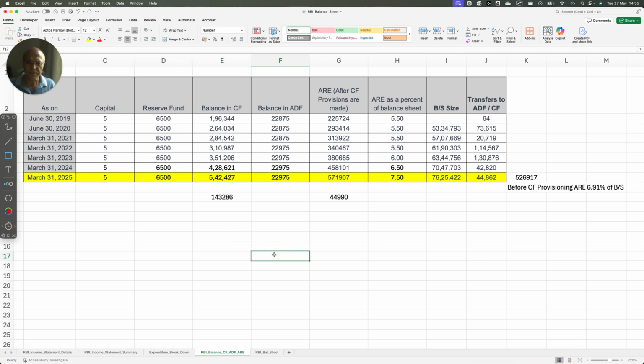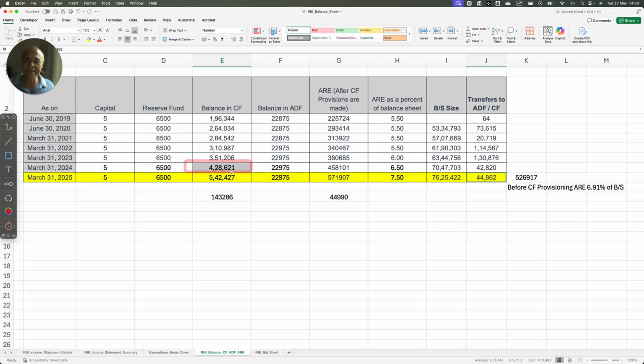Now, friends, one important thing which we have to understand here. The balance in CF which existed on 31st March 2024 was 4.28 lakh crores. Correct? Now, if I add 44.826 thousand crores to this 4.28 lakh crores, this should come out to be 5.42 lakh crores. It is not like that. That is why I am saying, friend, this is more nuanced. Look at this. This was the earlier balance in CF.